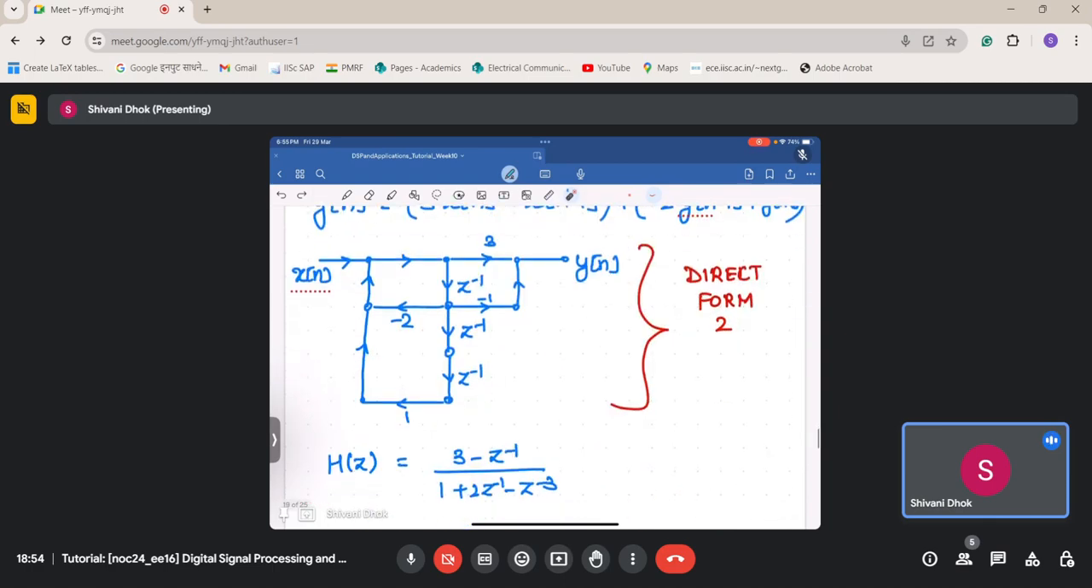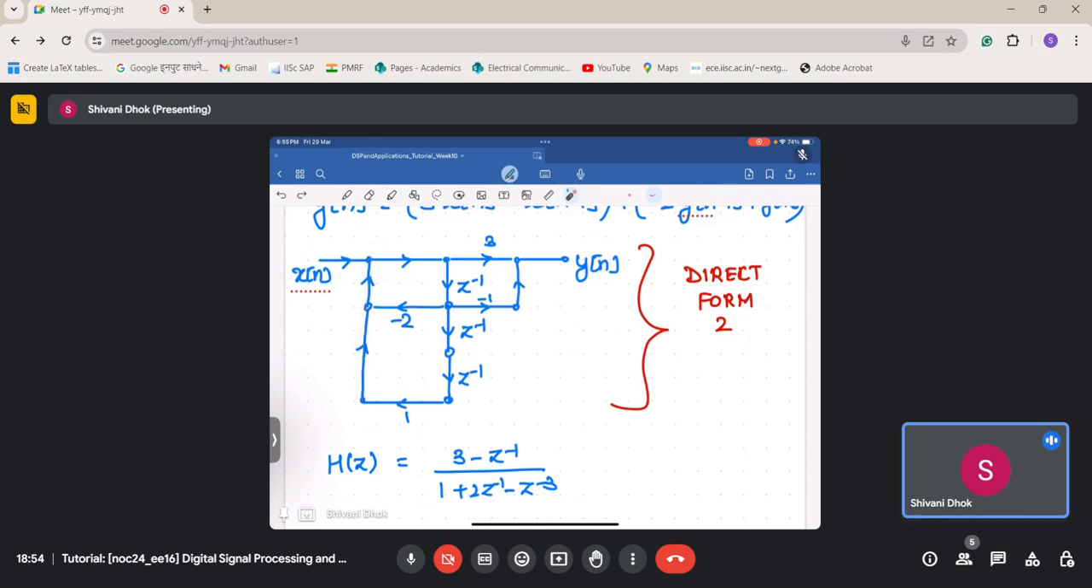So then you will have minus 2, then you have z to the power minus 3, which means 3 unit delays. You already have 1 unit delay, then 2 and 3 unit delays, and then you will multiply it by a factor of 1. Okay, so this you have for the denominator, and then you will just add all of them.